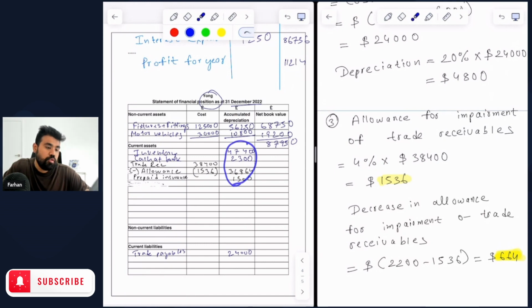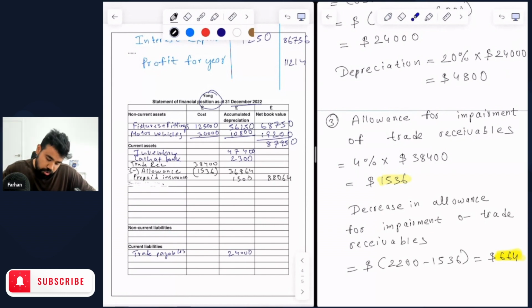So we start with 47,400 and then add 2,300 and then add 36,864 and then add 1,500. So that should give you 88,064. So 88,064 as the total current assets. Just take it to the third column, because the third column is basically the final totals that we will be adding eventually.